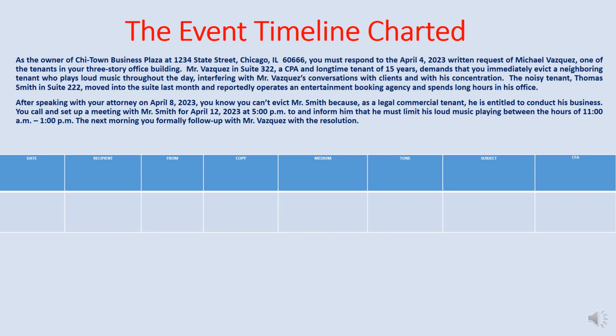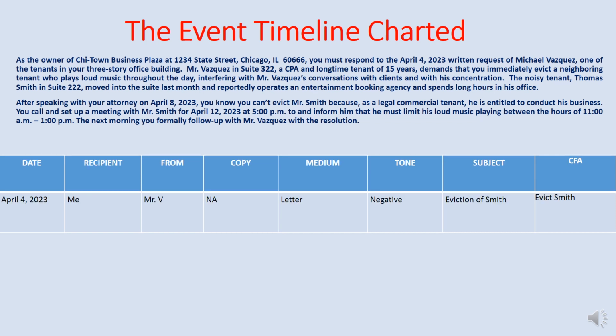So I've got the event on the top and the form below. As each new thread comes to surface, we will put it in. The first one we see here is that you must respond to the April 4, 2023 letter from Mr. Vasquez. So let's put that in the form. Under date, we have April 4, 2023. The recipient is me, or would be you, because Mr. Vasquez is writing to you or me. From, I just put down Mr. V. I could have written Vasquez, but it's just for my knowledge. Don't have to do that.